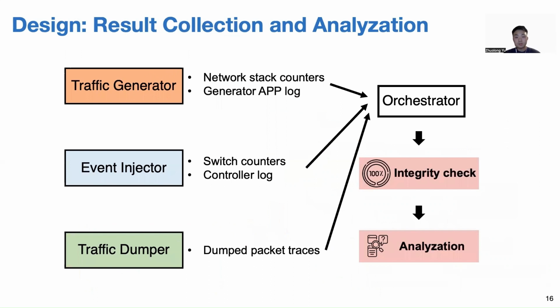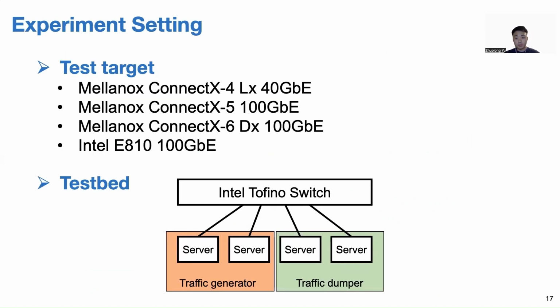Upon finishing the experiment, the orchestrator collects all the results, checks the integrity, and does further analysis. The integrity check will make sure there's no packet loss in the mirrored trace, and the analysis can be customized by the users. Next, I will discuss our experiments and findings.